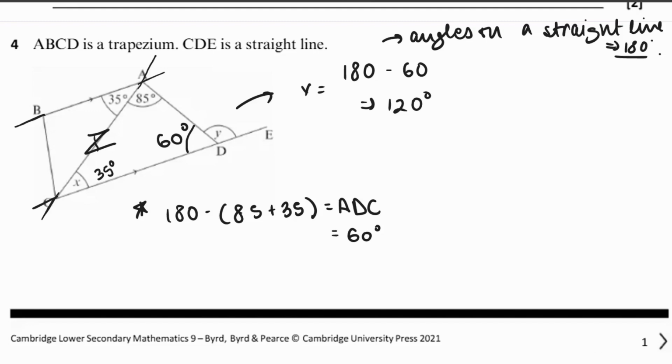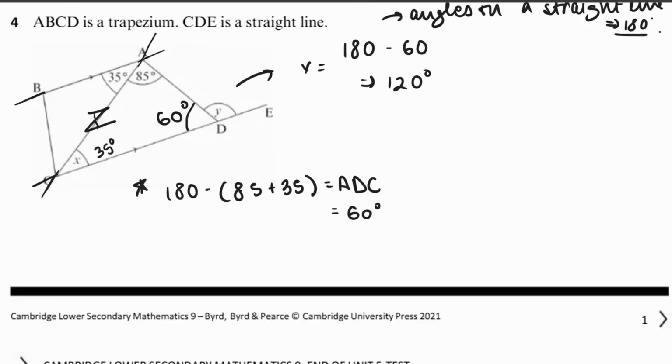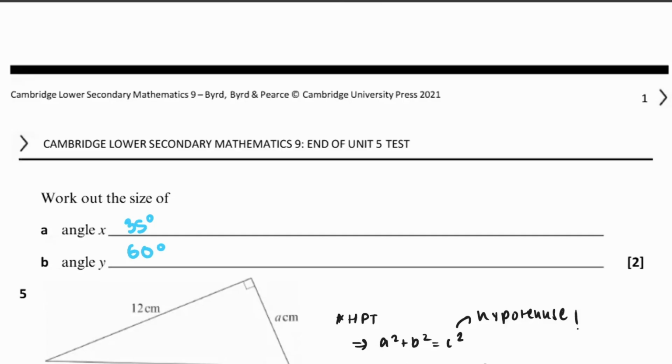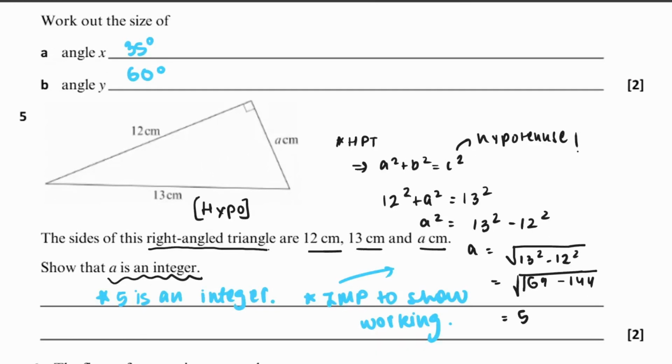So this question might look a little difficult, but trust me, it's not. This chapter is one of the easiest chapters in the lower secondary stage 9 course. Okay, so now the fifth question. This question is a little tricky, so let's see how to solve this.